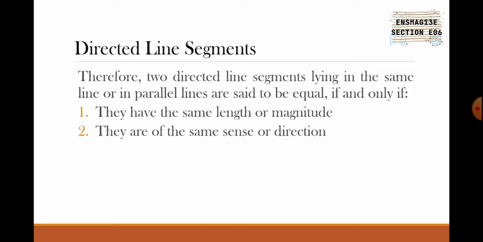Therefore, two directed line segments lying in the same line or in parallel lines are said to be equal if and only if they have the same length or magnitude, and they are of the same sense or direction. So based on our example earlier, our segments AB and BC have the same line and the same length as AC, but AC is in a different direction. So it's like the line segments are canceling each other, giving us a 0.